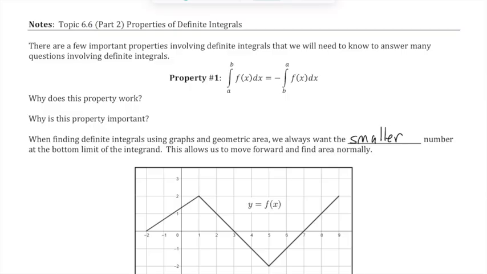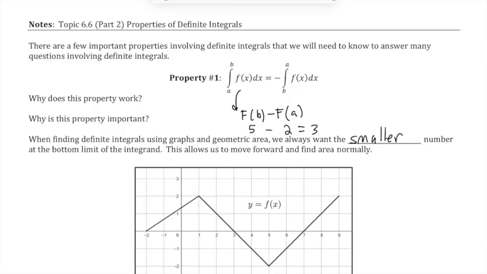Moving on to the second part of 6.6, we're going to start doing properties of integrals. Now the first property says that whenever you switch boundaries, if I reverse a and b, I can compensate by putting a negative outside. Now the reason why this works is this would be the antiderivative at b minus the antiderivative at a. Now let's say, for example, that the antiderivative at b is 5 and the antiderivative at a is 2. This is going to give me 3.